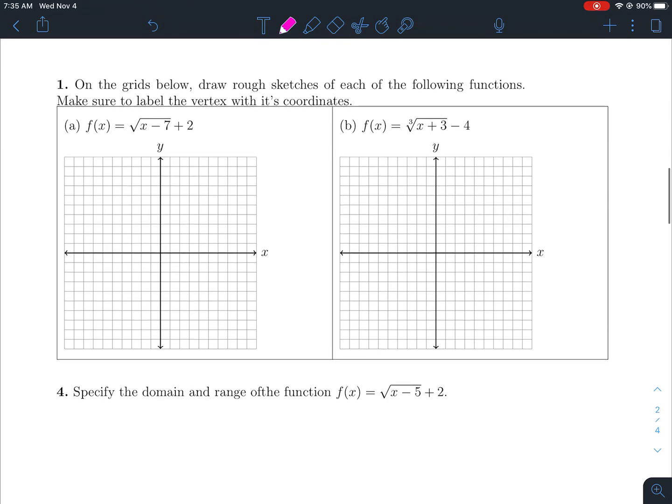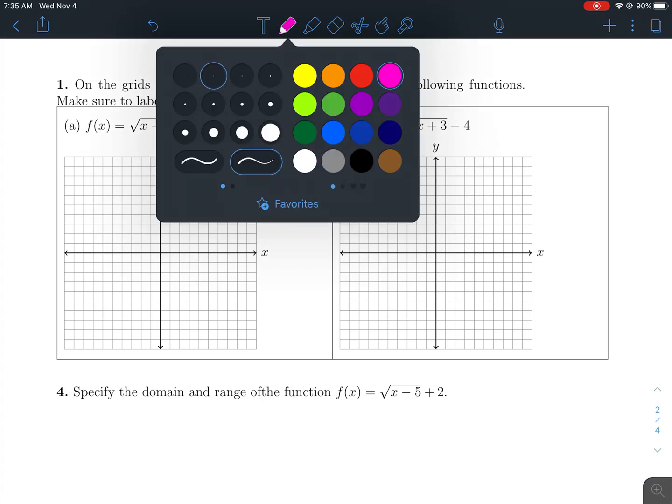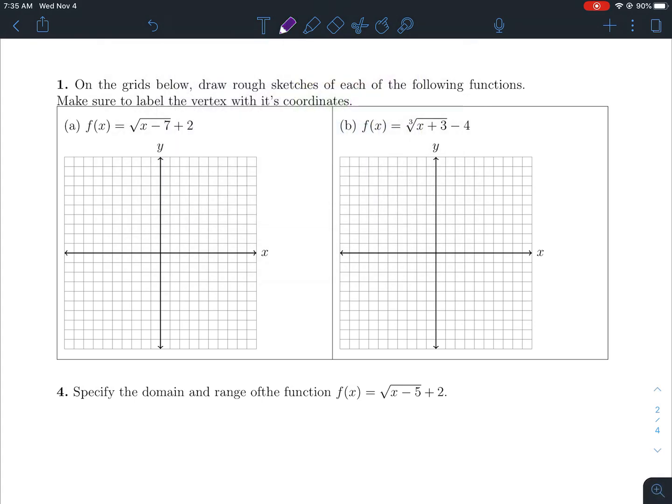On the grids below, draw rough sketches of each of the following functions. Make sure to label the vertex with its coordinates. So it turns out that being able to draw a rough sketch is really useful, and it will allow us to go much faster than drawing with the calculator or anything wild like that. This one is going to have a square root shape, first thing we know about it. So I'm going to draw my square root shape there.